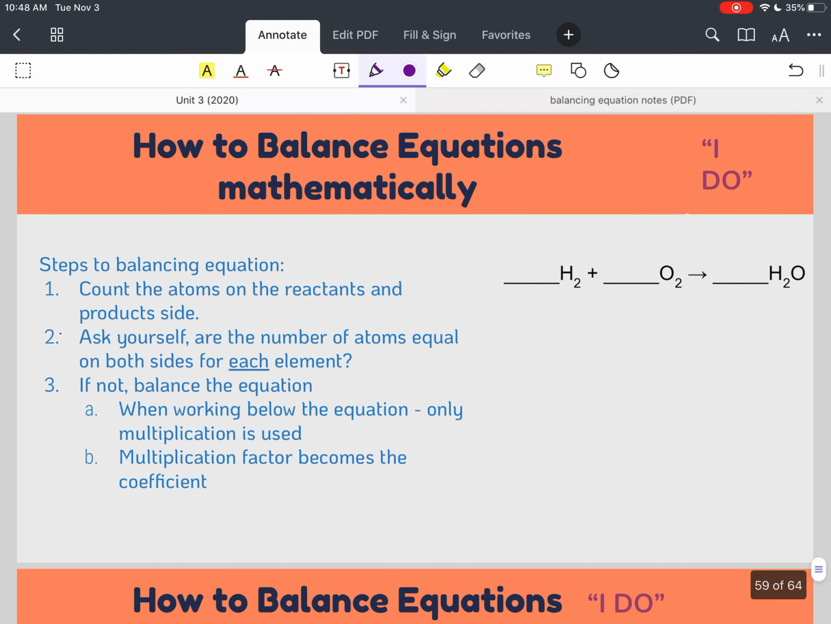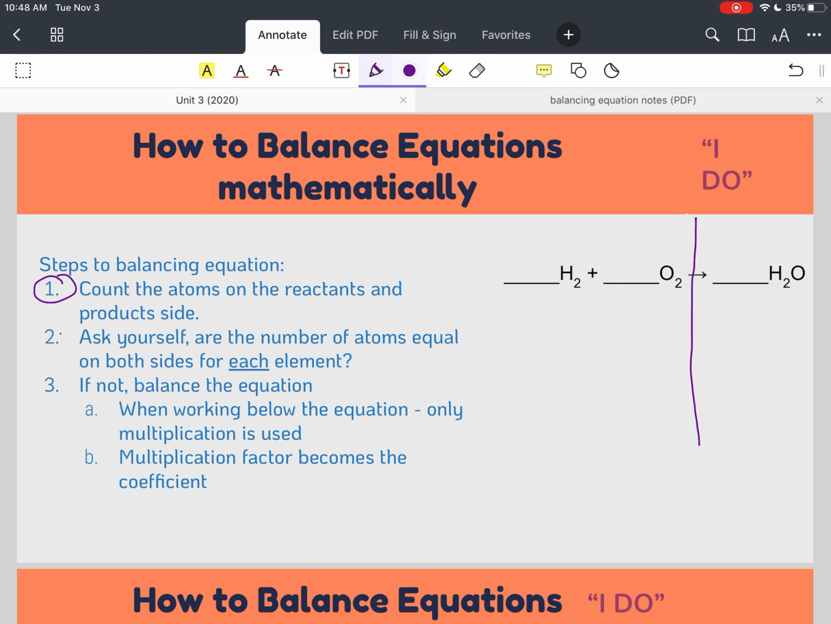So let's do a few practice problems. You have your steps, and a place to fill in your steps, some blanks. The first thing we're going to do is just count our atoms. So I'll show you how I do it. If you figure out a different way, that's fine. It doesn't really matter how you do it, as long as you can get yourself to the right answer.